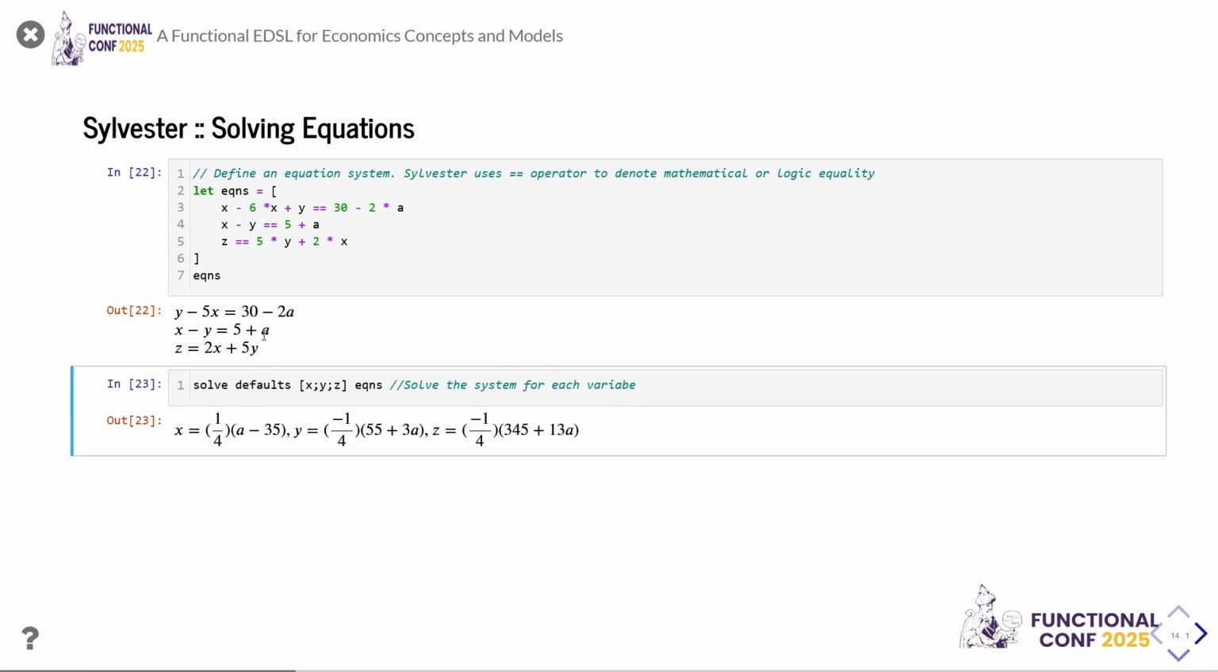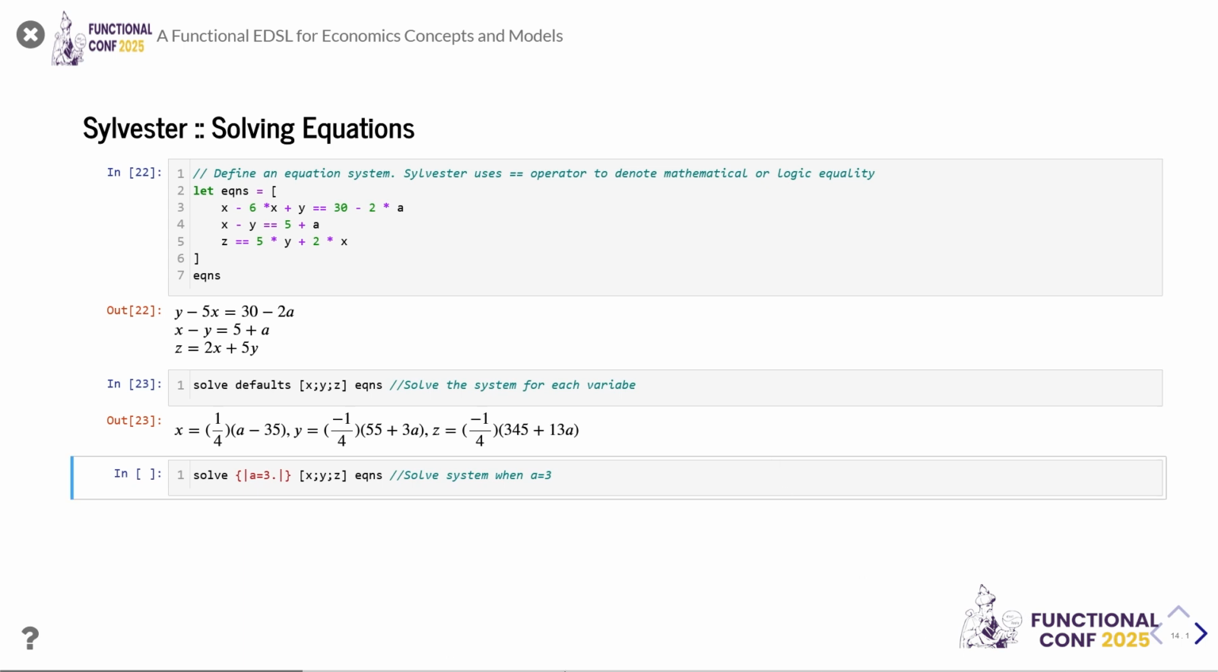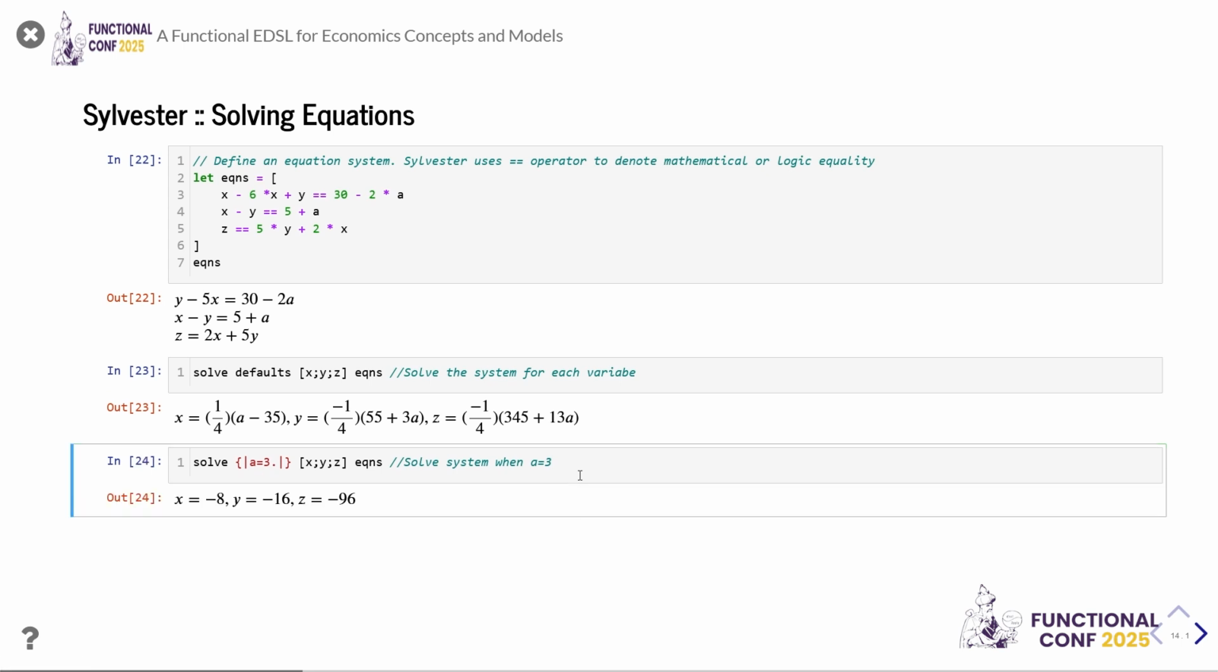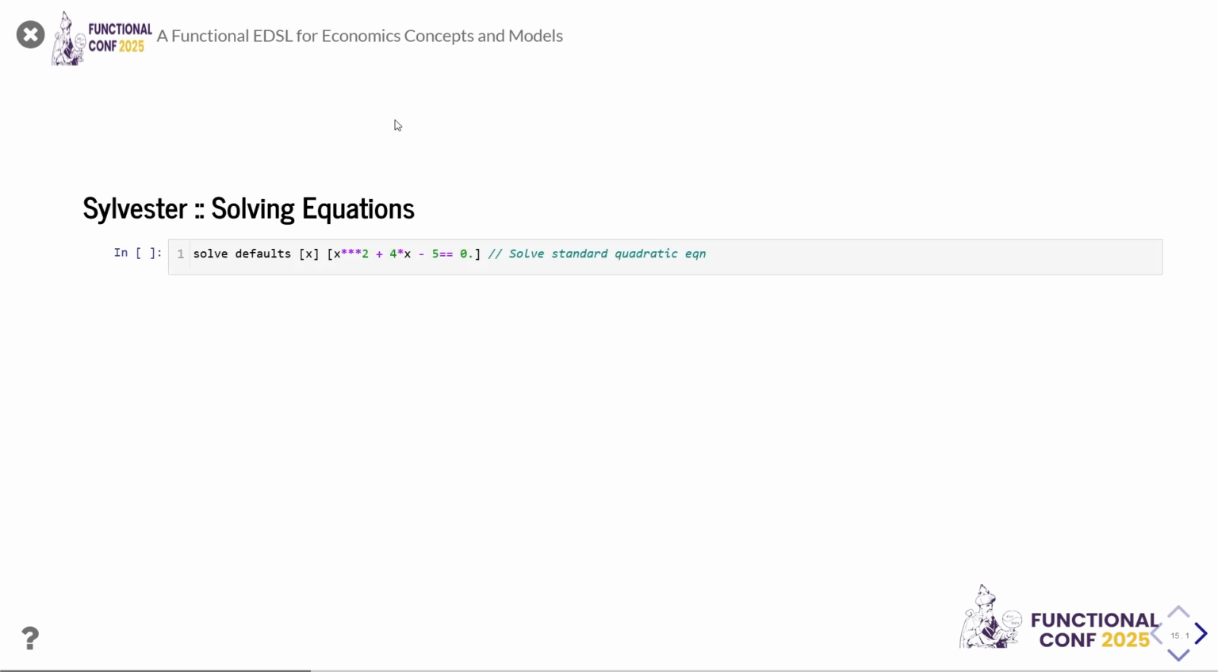Okay, so we have the symbolic A in our F, so we get back this. So this is fully symbolic, so you're going to get back a symbolic expression. What you can do is say, okay, I want to assign the value 3 to that symbolic variable A, and then solve that system. Okay, so that gives you back a regular numeric expression. Okay, so that was an example of a linear system.